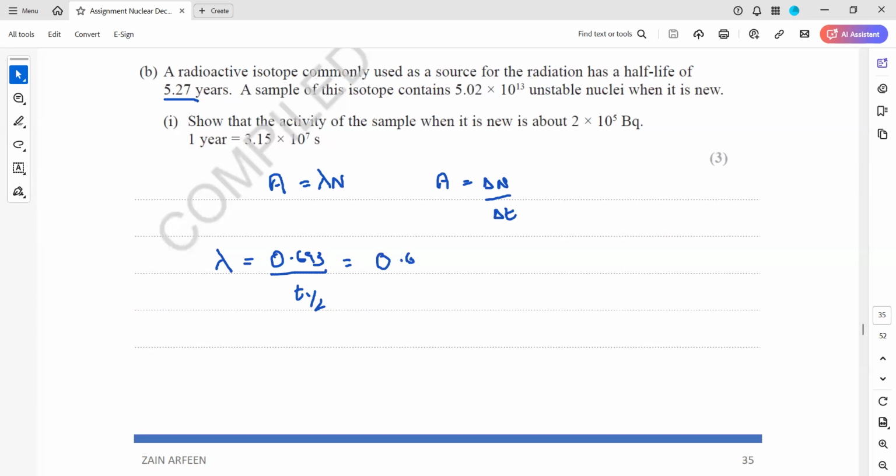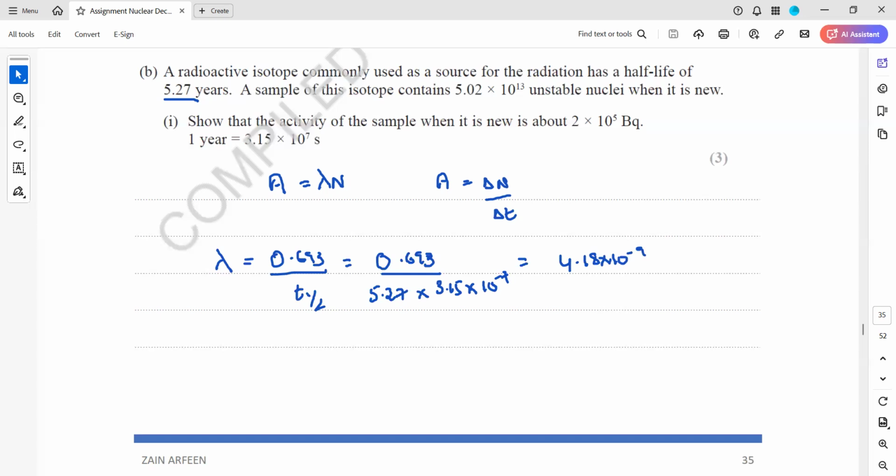So we'll have 0.693. The half-life, they mention it is 5.27 years, but we have to convert into seconds because the unit of activity is the rate of change of nuclei every second. So the unit becquerel, the time should always be in seconds. Then we multiply by 3.15 exponent 7, because 1 year is equivalent to that. This will give us the value for the decay constant, 4.18 exponent negative 9.